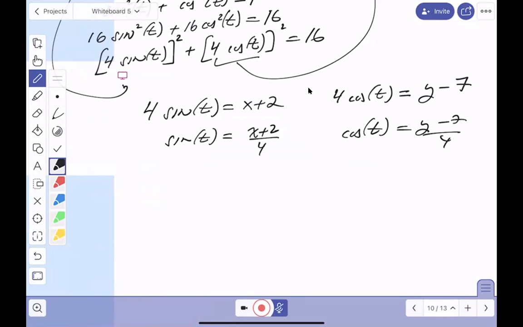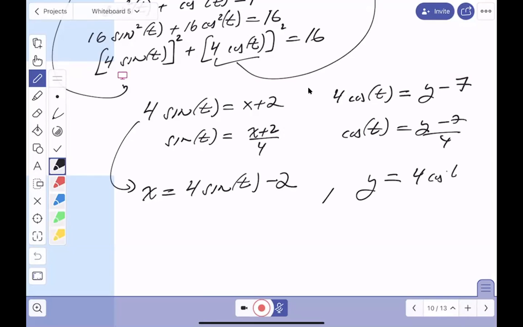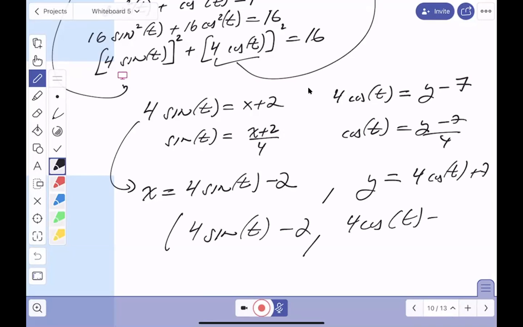But really, I want to solve for x. Let's write this down. So what's x? 4 sine t minus 2. And what's y? Well, y is going to be 4 cosine t plus 7. So my parametric curve is this: 4 sine t. That's what x is. And what's the y? 4 cosine t plus 7.